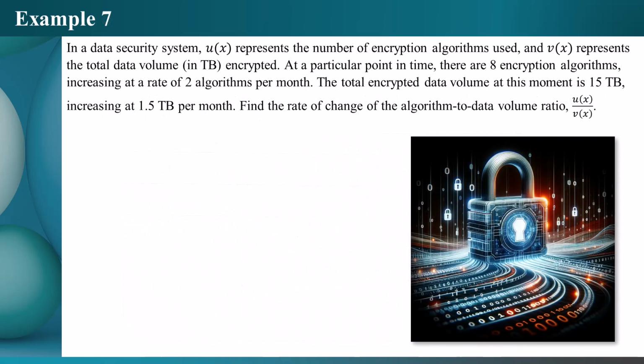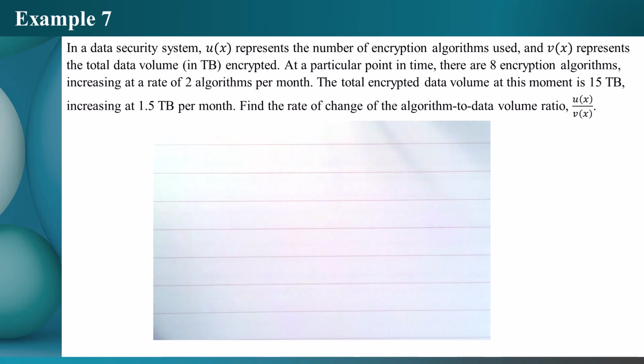In a data security system, U of x represents the number of encryption algorithms used, and V of x represents the total data volume in terabytes encrypted. At a particular point in time, there are 8 encryption algorithms, increasing at a rate of 2 algorithms per month. The total encrypted data volume at this moment is 15 terabytes, increasing by 1.5 terabytes per month. We want to find the rate of change of the algorithm to data volume ratio, U of x over V of x, at this moment.